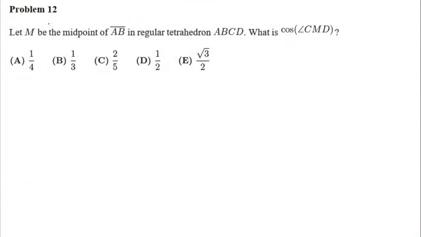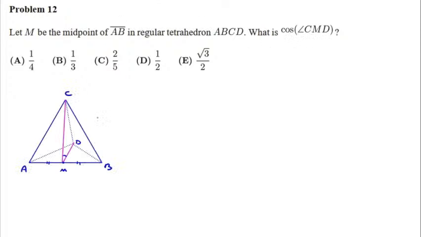AMC 12A 2022, problem number 12. Let M be the midpoint of AB in regular tetrahedron ABCD. What is the cosine of angle CMD? Okay, as you can see in this figure, for example, it is alpha, and then we want to find cos alpha.